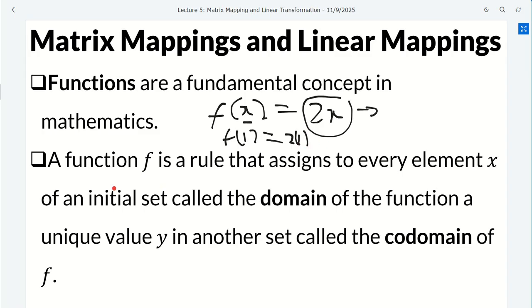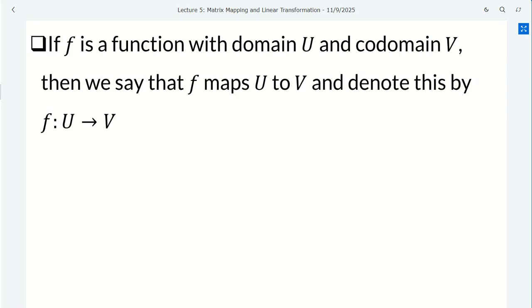So a function is a rule that assigns to every element of an initial set, called the domain, an element of another set. The domain is the independent variable; these values we can assign ourselves. Once you have assigned your domain, the function generates another set called the codomain or the image. If a function f has a domain U and a codomain V, then we say that f is mapping U to V.